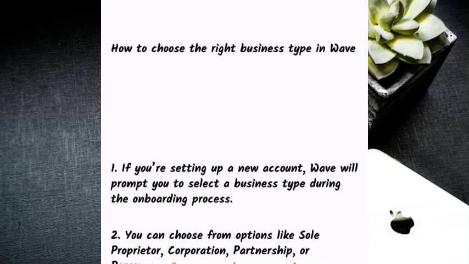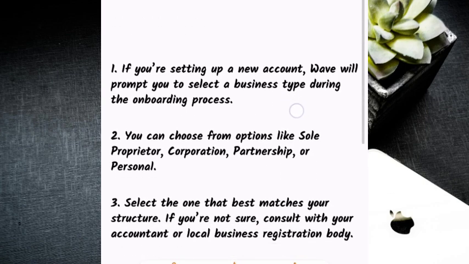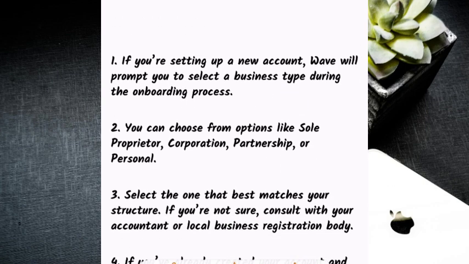In today's video, we're going to talk about how to choose the right business type in Wave. Now, if you're setting up a new account, Wave will prompt you to select a business type during the onboarding process. You can choose from options like sole proprietor, corporation, partnership, or personal. Now just select the one that best matches your structure, and if you're not sure, you want to consult with your accountant or local business registration body.